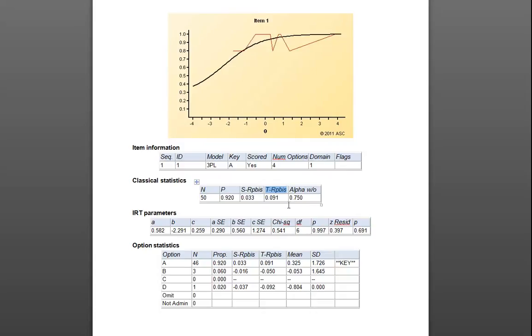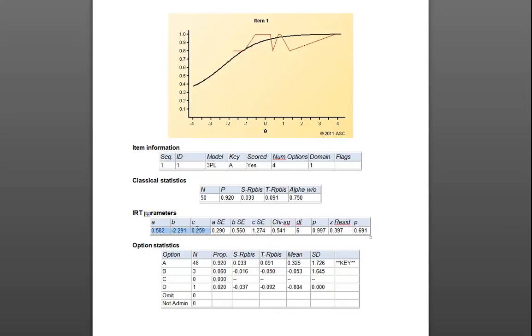If we're using IRT here, theta tends to provide finer discriminations of examinee ability, so the theta RP-BIS will generally represent the truer level of discrimination. Let me provide the alpha of the test without this item, that is, if the item was removed. Then we have the IRT parameters for the item.